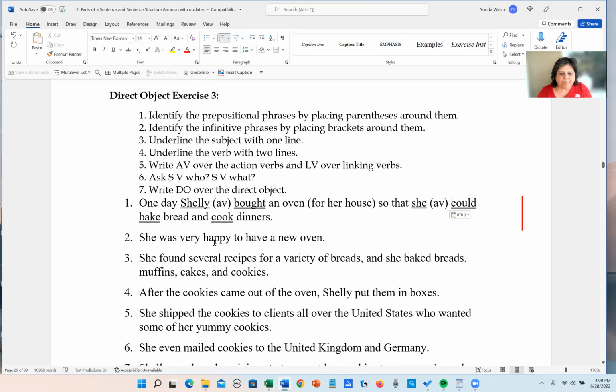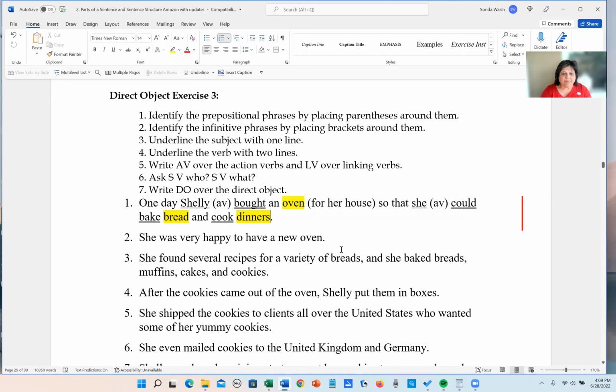So the next thing we need to do is just ask subject verb who, subject verb what. Shelley bought who, Shelley bought what. An oven answers the question what. So oven is a direct object. So that she could bake who and cook who, or bake and cook what. Bread and dinners are our direct objects.